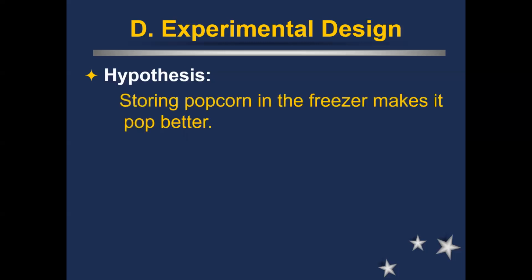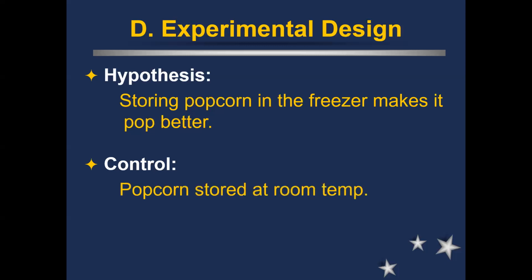Our hypothesis: let's pretend we are going to store popcorn in the freezer and that will make it pop better. All right. If I put popcorn in the freezer, it will pop better. That's an okay hypothesis. It doesn't get too specific, doesn't say how much or how better it is, by what percent or by how many kernels. But if this was your hypothesis, you would want to have a standard or a control. The control in this case would be the popcorn that's stored at room temperature.